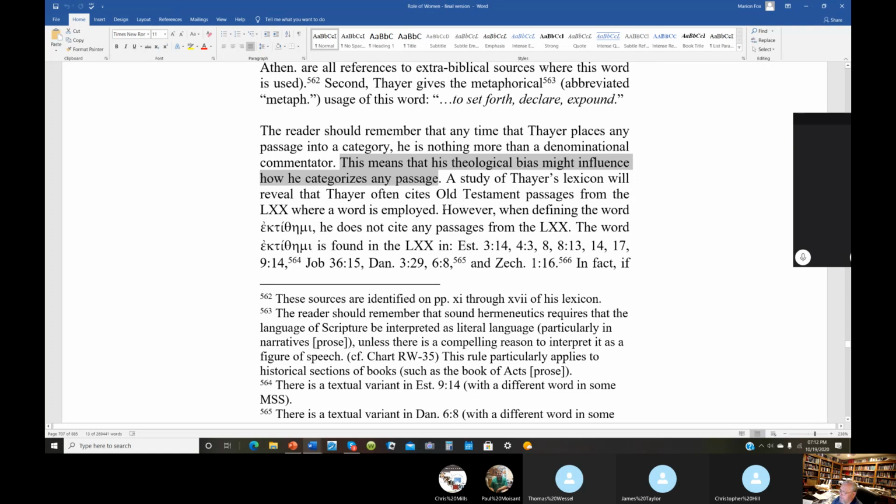Now then, here's the problem. The LXX, what's the LXX? Somebody help me out.